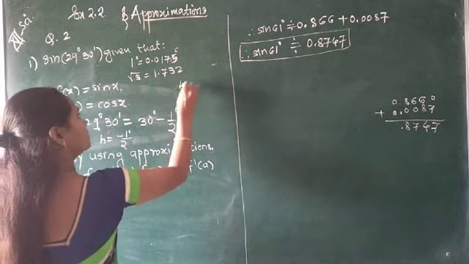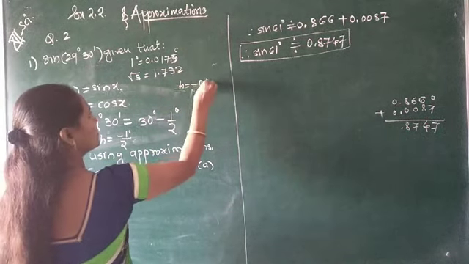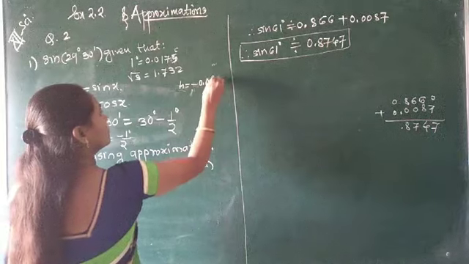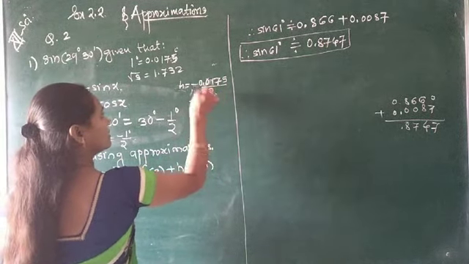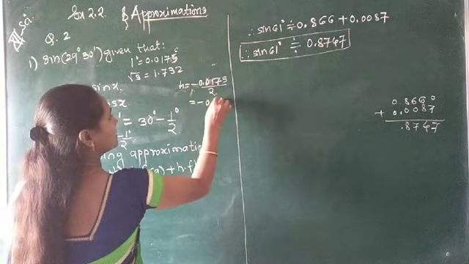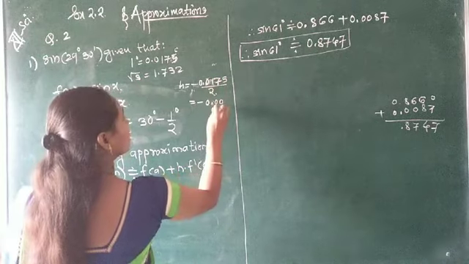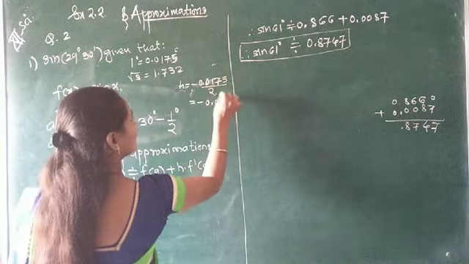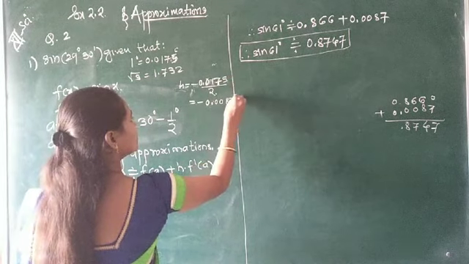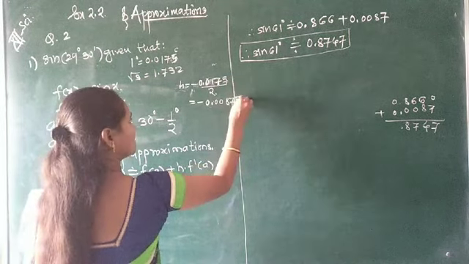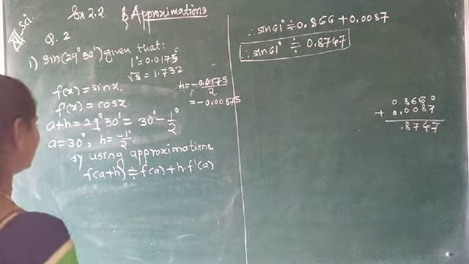h is equal to 1 degree, but it is minus. Value of 1 degree is 0.0175 upon 2, that is 0.00875. This is the value of h.